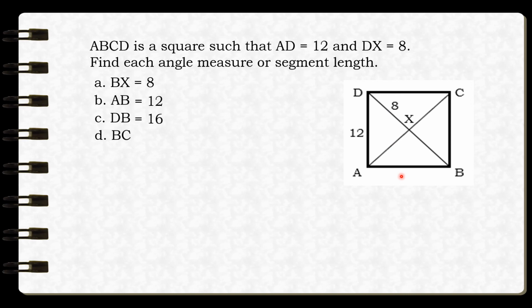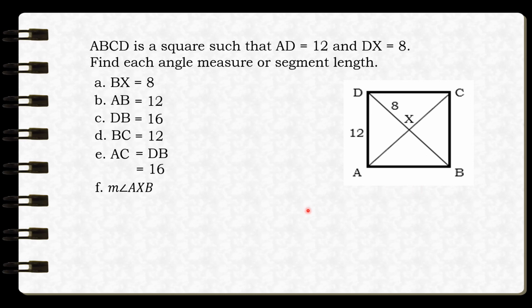Next, segment BC. So this is segment BC. Since segment AD is equal to segment BC, segment BC is equal to 12. What about segment AC? This is a diagonal. The diagonals of a square are congruent. So since segment DB is equal to 16, segment AC is also equal to 16.